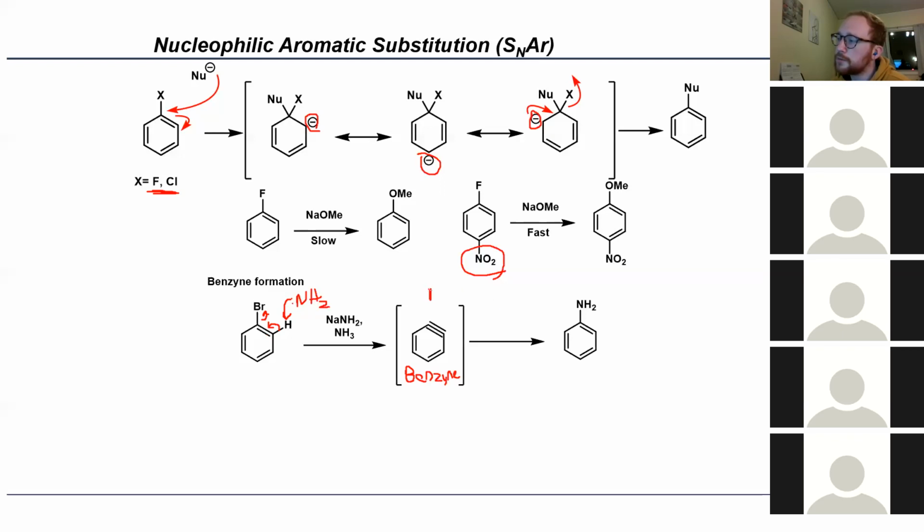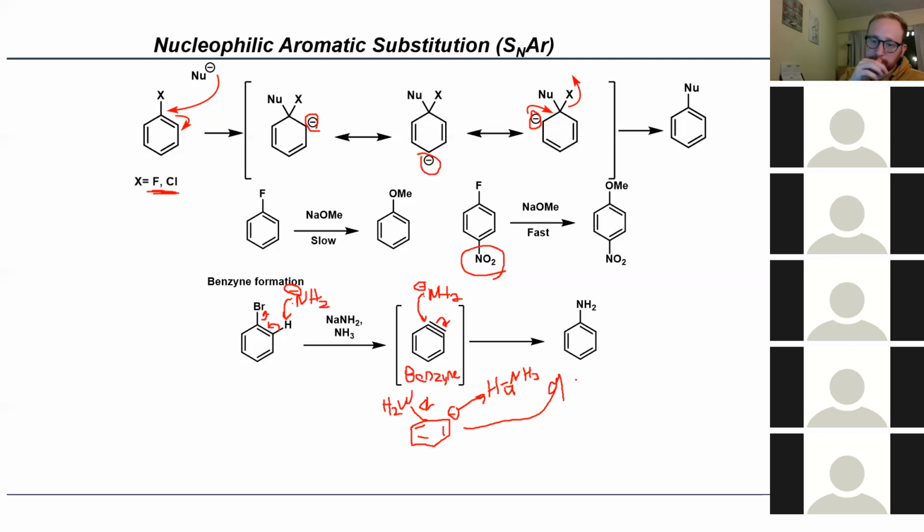Now, a nucleophile can attack benzyne to generate an intermediate that looks like this. Move some of the double bonds around, but it doesn't matter. And that grabs a proton, typically in these conditions from ammonia, and gives us our product.